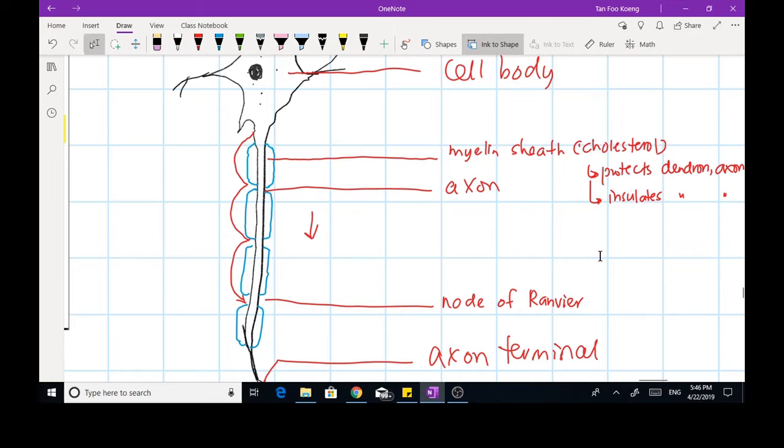Now, please take note that not all animals have the myelin sheath. The reason is because only the advanced ones have it. Now with this myelin sheath, we can actually respond faster because the impulses don't flow. The impulses leap instead. So the rate of transmission of nerve impulses is faster this way.